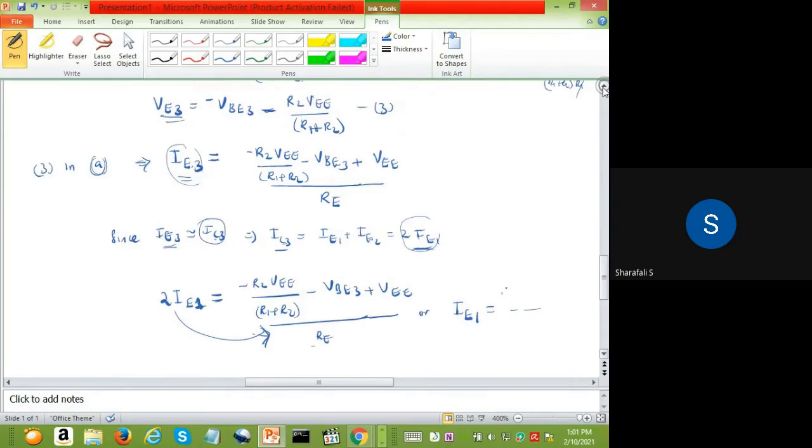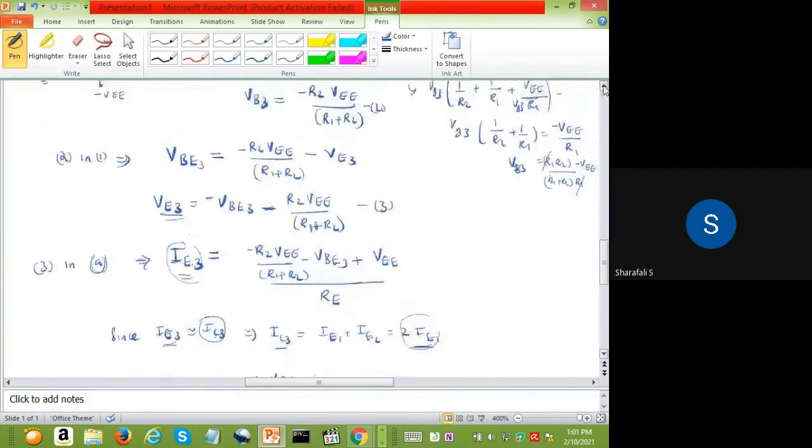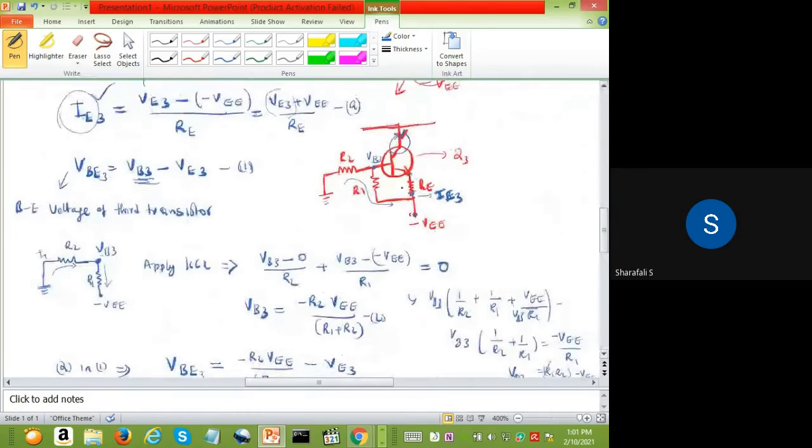So if you check this one, I3 here, this is IE3. IE3 is the emitter current for the third transistor.